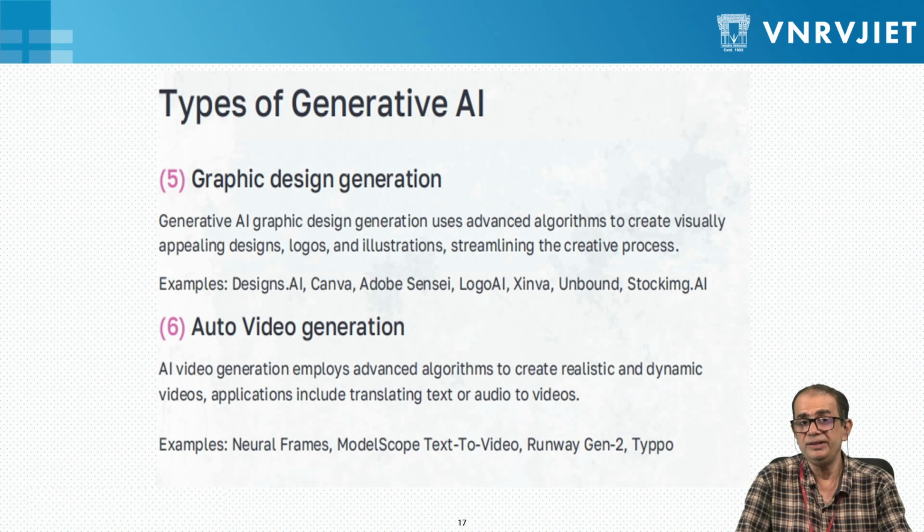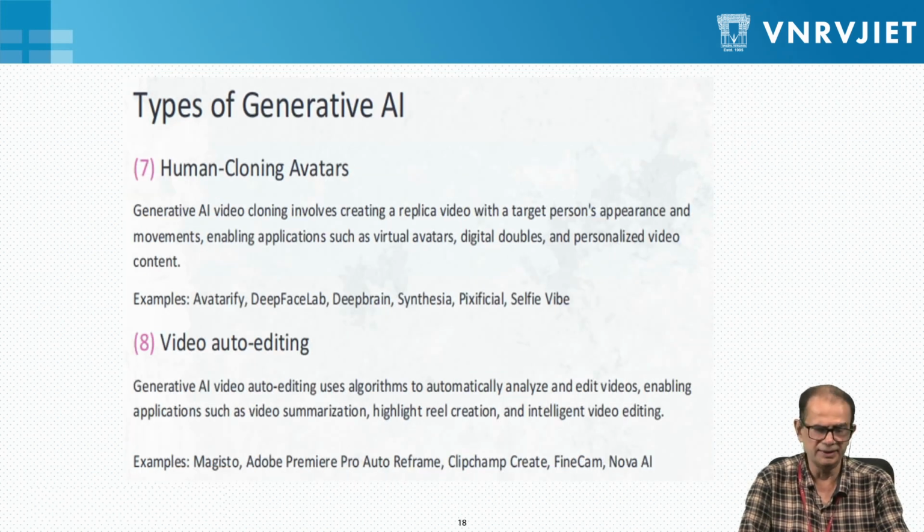Now the videos are very, very important, and you have to note that, for example, Neural Frames is there, ModelScope is there, text to video is there. These are some of the generative AI tools which are there in the market, which help to generate the images.